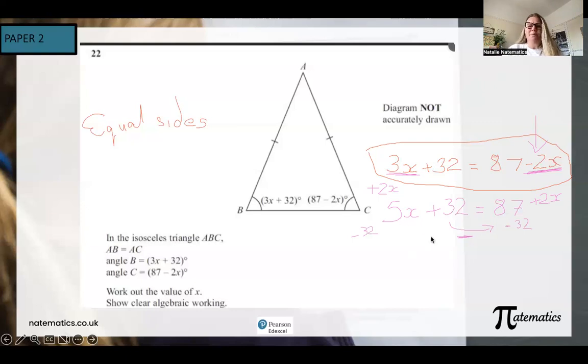Okay, so what have we got left then? That's the thing that's gone. So I don't want to see that on the left-hand side on the next line. So I've got 5x is equal to 87, take away 32, 55. I'll be doing that quickly in my head.